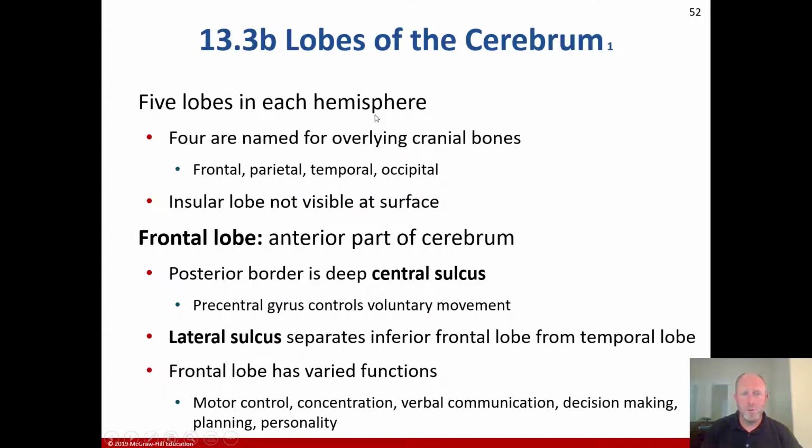There are 5 lobes in each hemisphere. 4 are named for overlying cranial bones: the frontal, the parietal, the temporal, and the occipital. The insular lobe is not visible at the surface. The frontal lobe is the anterior part of the cerebrum. Its posterior border is the deep central sulcus, and the precentral gyrus controls voluntary movement. The lateral sulcus separates the inferior frontal lobe from the temporal lobe. The frontal lobe has varied functions: motor control, concentration, verbal communication, decision-making, planning, and personality.